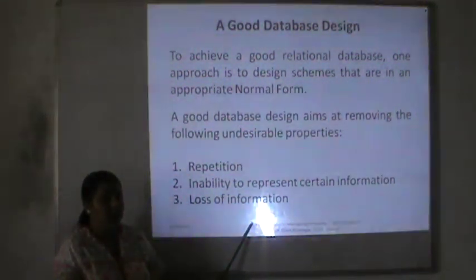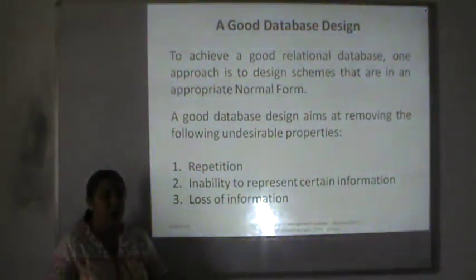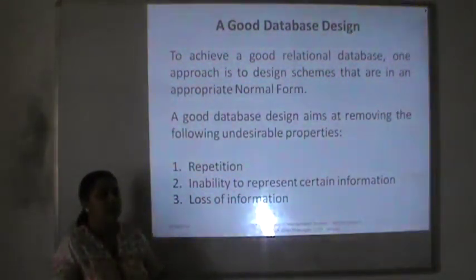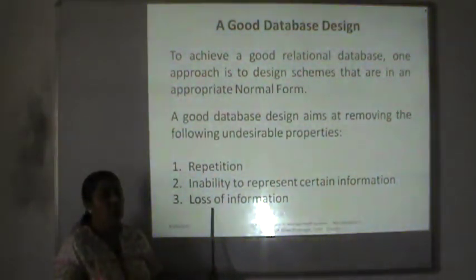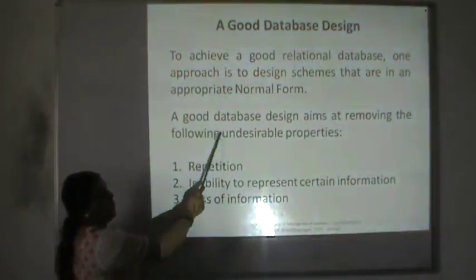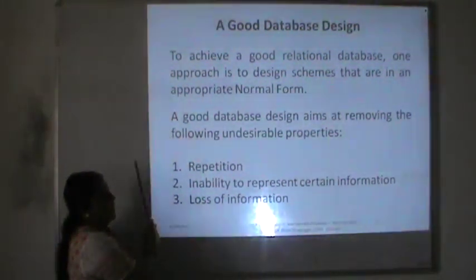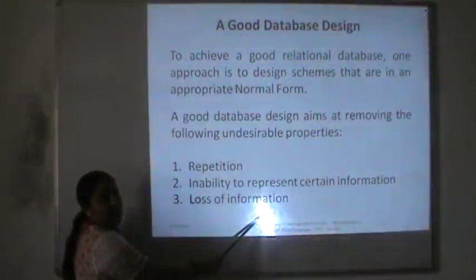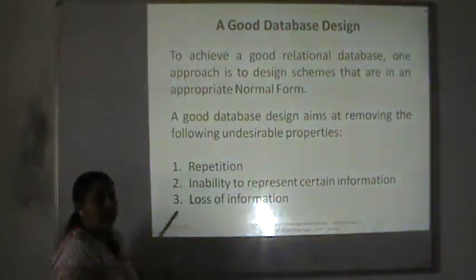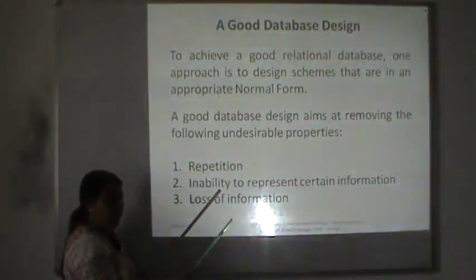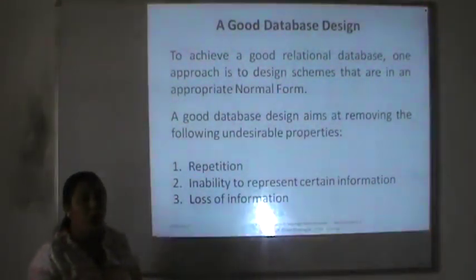Third one is loss of information. We decompose the relation, we join the relation, we perform so many operations on the relations. But in any case, we should not lose any information. So if the database design is good, there will be no loss of information. Therefore, normal forms help us achieve this good database design. So a good database design avoids repetition, inability to represent certain information, and loss of information. It will be able to represent all information, and also there will be no loss of information.